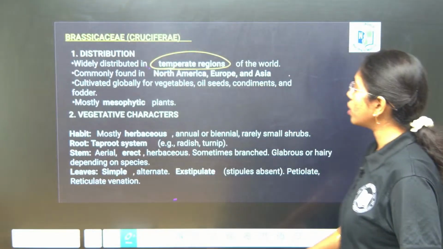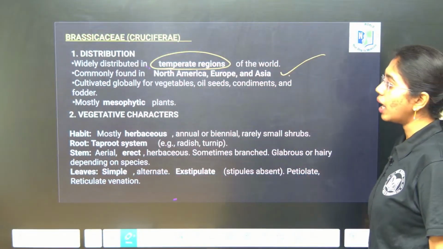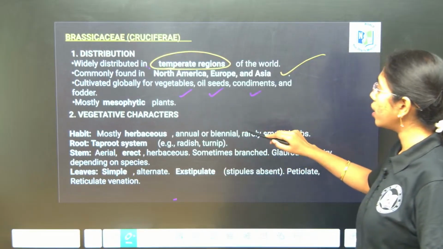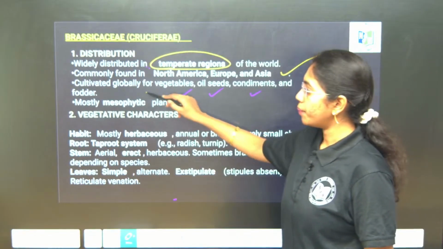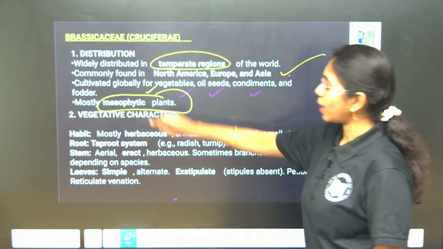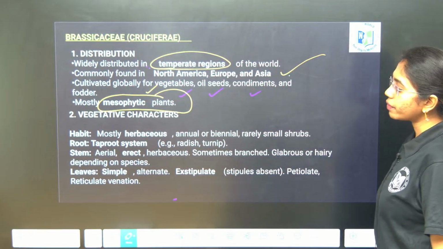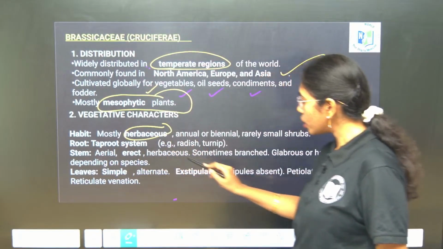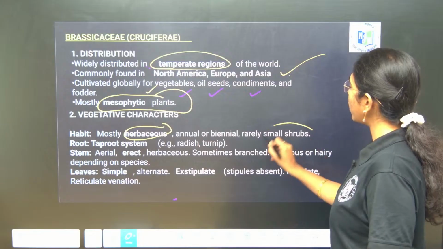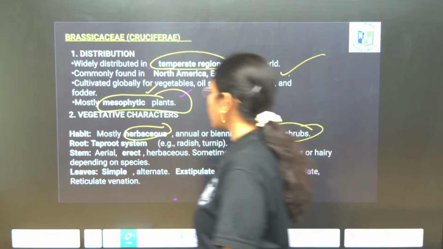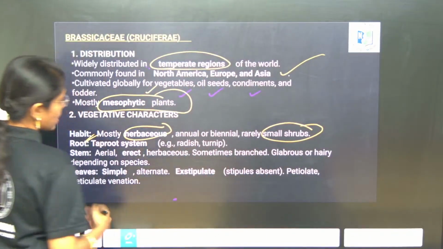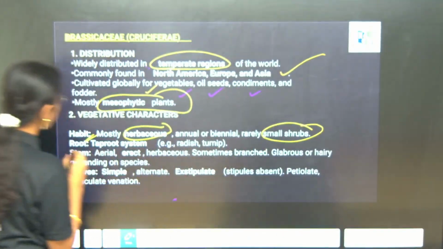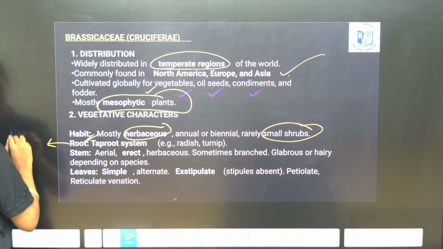Most commonly found in North America, Europe and Asia. They are cultivated globally for vegetables, oilseeds, condiments and fodder. Mostly they are mesophytic plants. Here you look into the vegetative characteristics. Habit is mostly herbaceous, annual, biennial. Few of them are shrubs as well. Next, roots, taproot system. Example, radish and turnip. Storage root modification is observed in Brassicaceae.